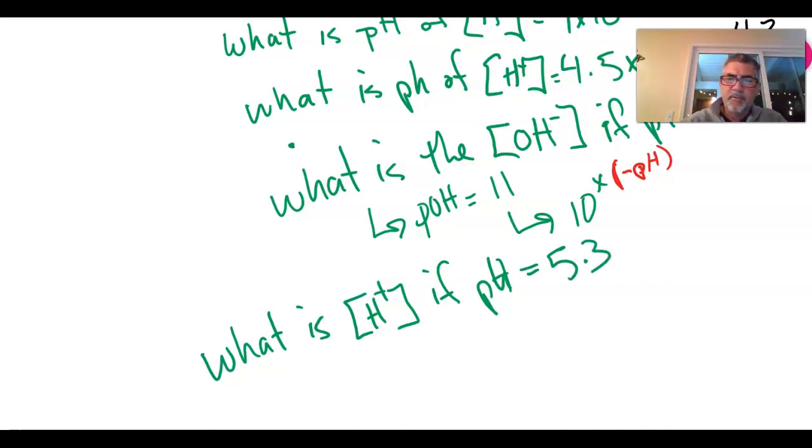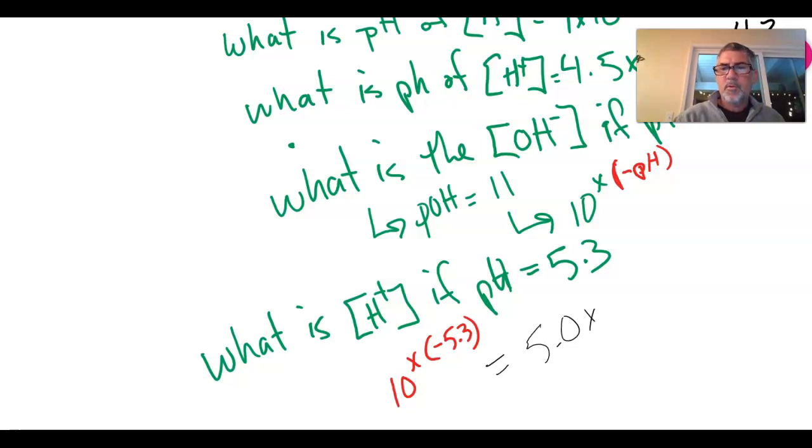All right, so what we would have to do here is use the 10 to the x, and for x we would type in negative 5.3. So let me pause it. And I would get 5.0 times 10 to the negative 6. So if you type that in, you get that. And this right here now is equal to my hydronium concentration.